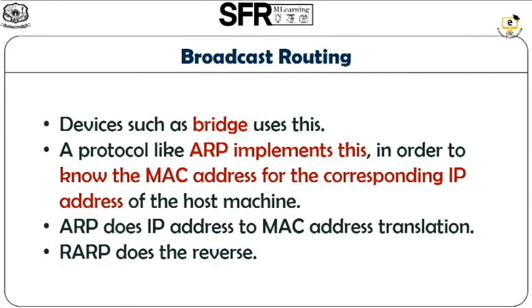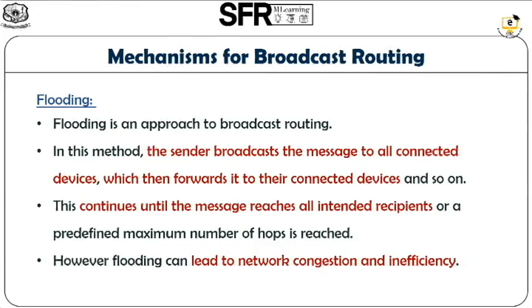Here, to perform this mechanism, a bridge is used and the protocol called ARP utilizes this broadcast routing. The purpose is to know the MAC address of the corresponding nodes in the networks. With this MAC address, ARP does the IP address to MAC address translation, and then RARP does the reverse process. The mechanism used for broadcast routing is flooding.